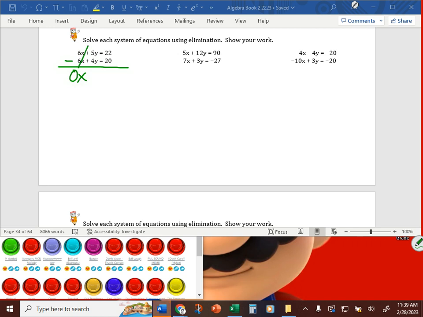What's 5y minus 4y? 1y, which we can write either as just y or 1y, doesn't make a difference. But then 22 minus 20 is 2.